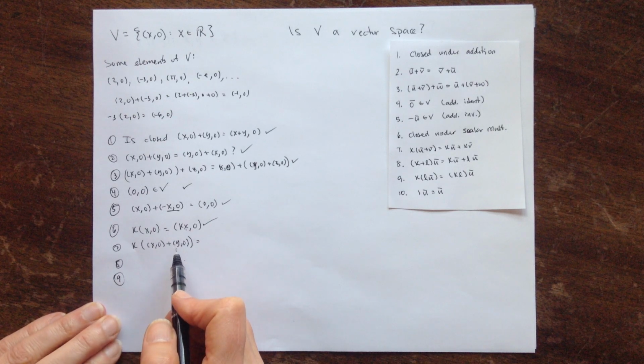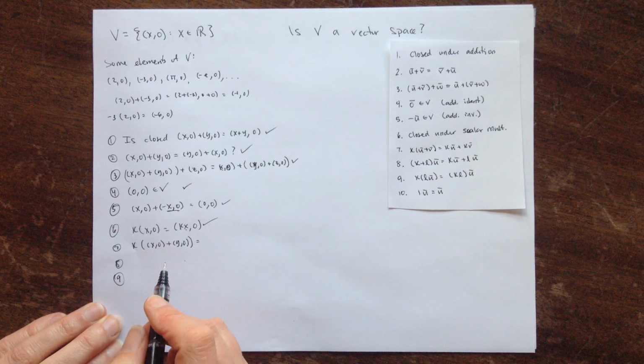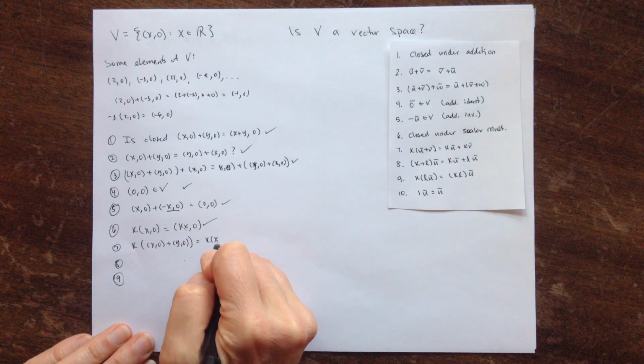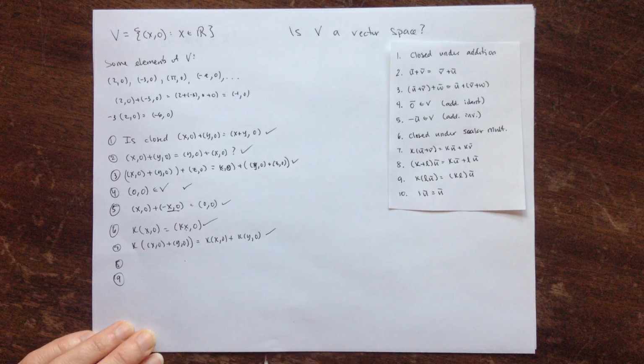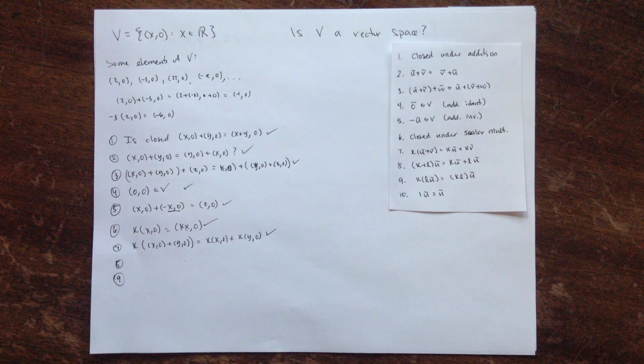K times quantity x plus y is your first entry, which would be kx plus ky, because that distributive law gets inherited from the real numbers. So this is going to be k times x0 plus k times y0, and you can verify that step by step. I'm not doing a proof here, just verifying that this does in fact work.